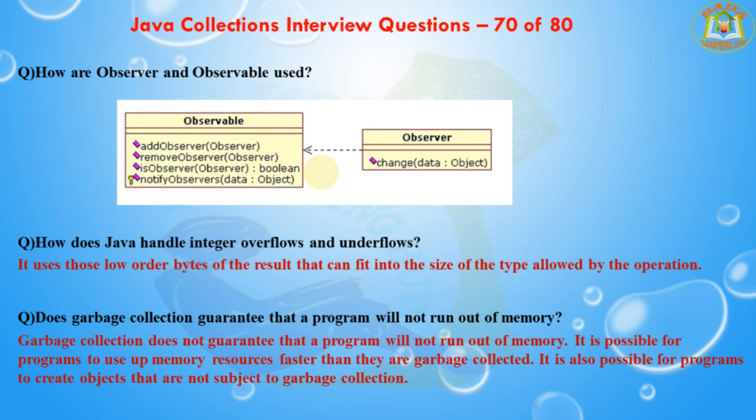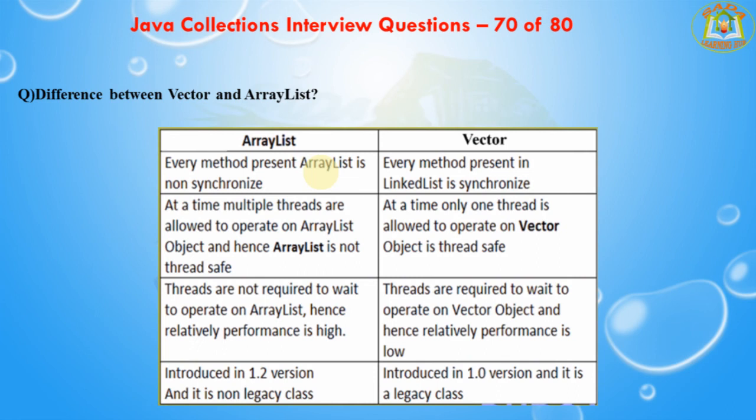The next question is, what is the difference between Vector and ArrayList? Vector is synchronized whereas ArrayList is not synchronized. Every method present in ArrayList is non-synchronized and every method present in Vector is synchronized.